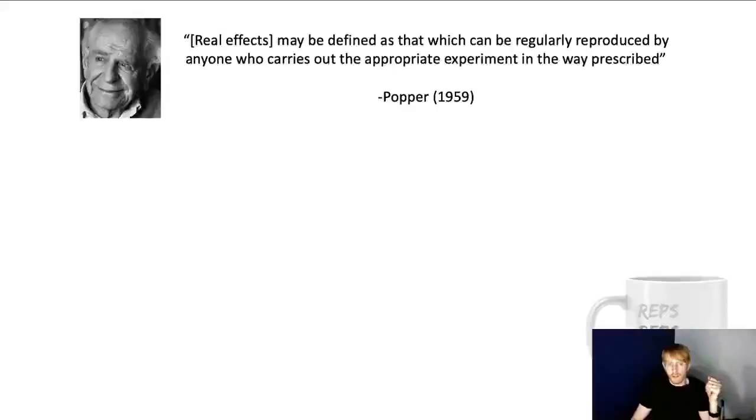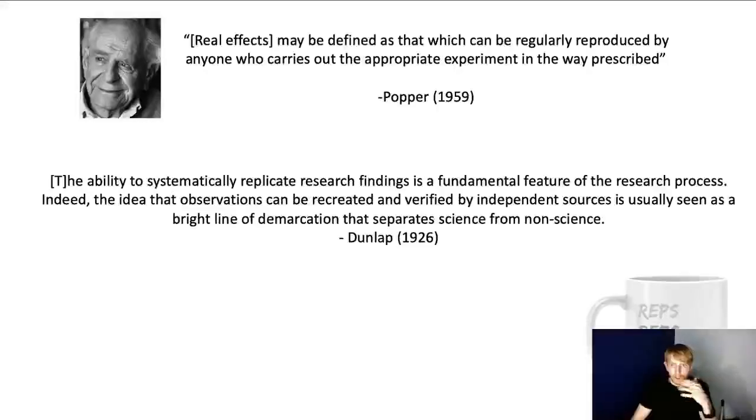So if psychology wants to be a science, what we call an effect must be replicable, according to Popper's demarcation criteria. Not so much his criteria, but what constitutes a science. Now, you can date this back earlier than Popper. Back in 1926, Dunlap said, "The ability to systematically replicate research findings is a fundamental feature of the research process. Indeed, the idea that observations can be recreated and verified by independent sources is usually seen as a bright line of demarcation that separates science from non-science." In other words, trying to replicate the results should at least partly constitute science.